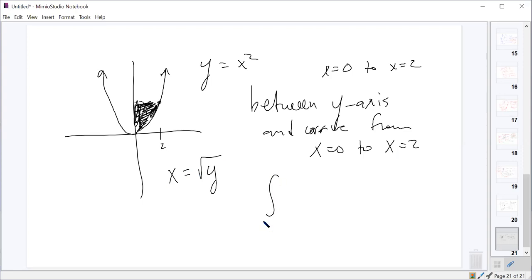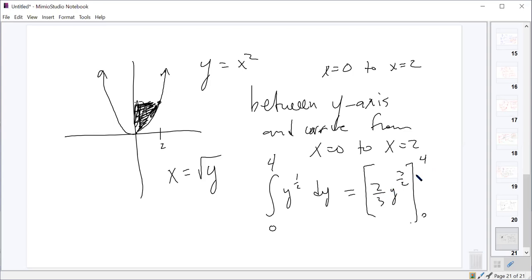And we will integrate root y, or y to the 1/2, from the lowest y value of the region, which is 0, to the highest y value of the region, which if x is 2, y is 4. So we should be able to integrate in terms of y. This should give us 2/3 y to the 3/2 from 0 to 4. And a lot of people have had trouble in the past with finding the power of 3/2 or 5/2 at different x values or y values in this case.